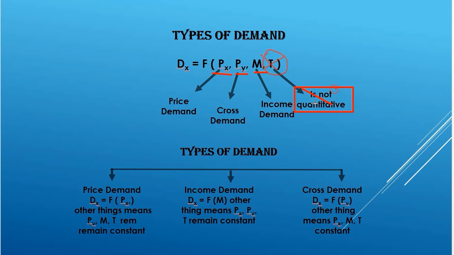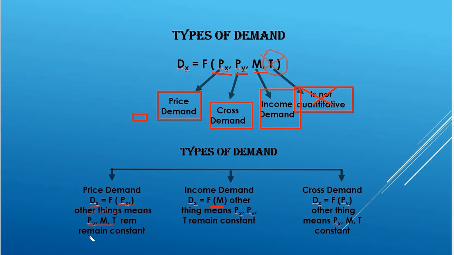we have three types of demand related to these three determinants: price demand, cross demand, and income demand. Price demand is related to the price of the commodity, cross demand is related to the price of related goods, and income demand is related to the income of the consumer. Price demand tells you the relationship between the price of commodity X and the demand of commodity X, other things being kept constant. What are the other things? Income of the consumer, taste and preference of the consumer, and price of related goods.